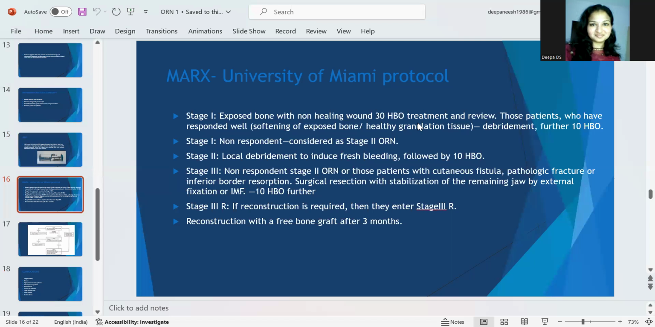In stage 3, non-respondents of stage 2 osteoradionecrosis, or those patients with cutaneous fistula, pathologic fracture, or inferior border resorption, surgical resection is done with stabilization of the remaining jaw by external fixation or intermaxillary fixation. Then a further 10 HBO. In stage 3R, if reconstruction is required, then they enter stage 3R. Reconstruction with a free bone graft is done only after 3 months.